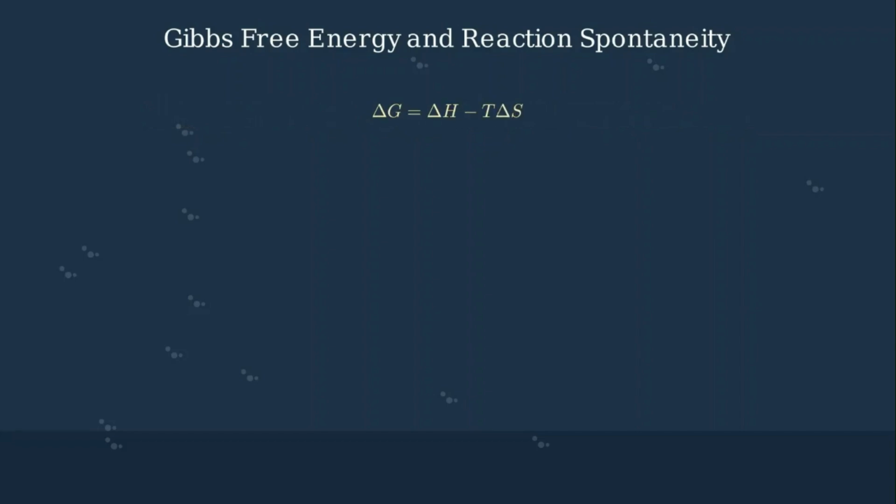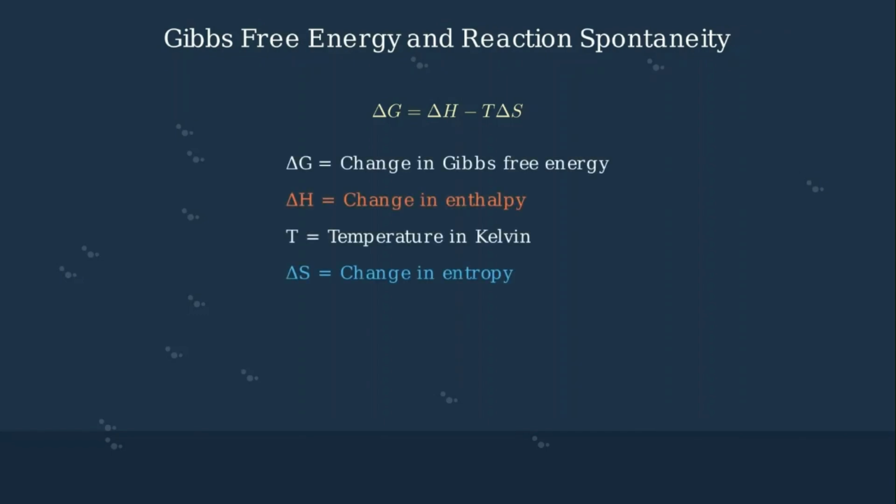The fundamental equation for Gibbs free energy is delta G equals delta H minus T delta S, where delta G is the change in Gibbs free energy, delta H is the change in enthalpy, T is the temperature in Kelvin, and delta S is the change in entropy.